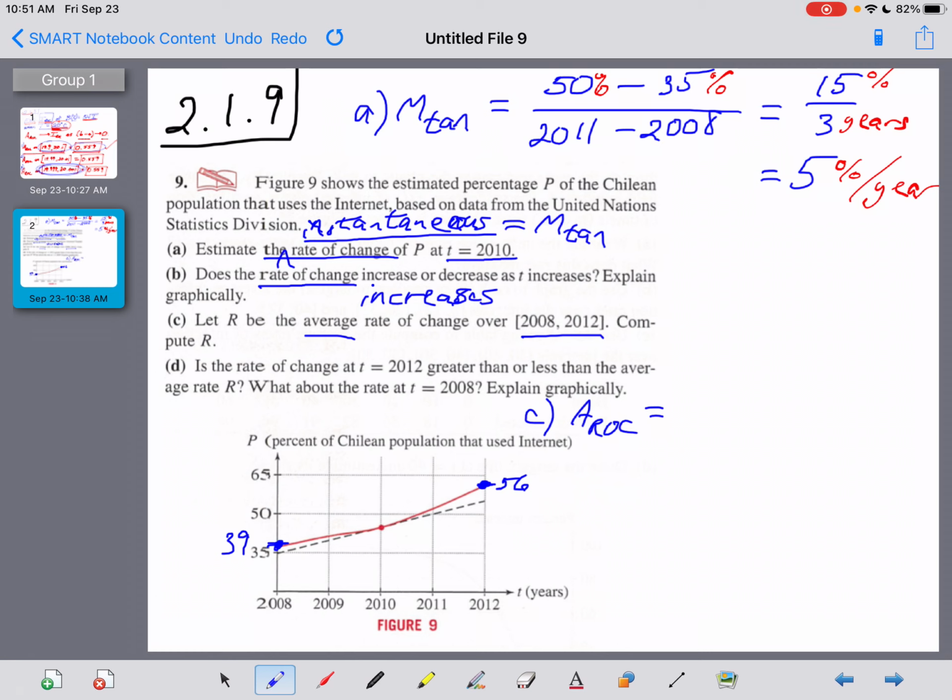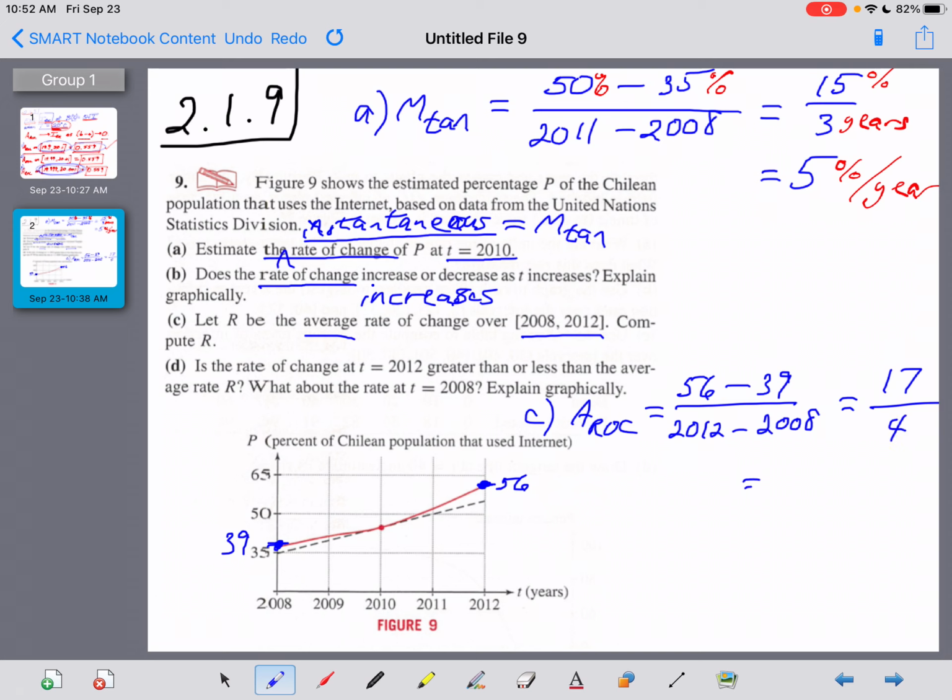Don't use your calculator here because you don't know what f of x is. The function isn't defined. Change in y: we end at 56% minus the starting y value, which was 39%. And the change in x, we ended in the year 2012 minus 2008. So what does that do for us? Over this interval, we saw 17% growth in internet use among our population over a 4-year period.